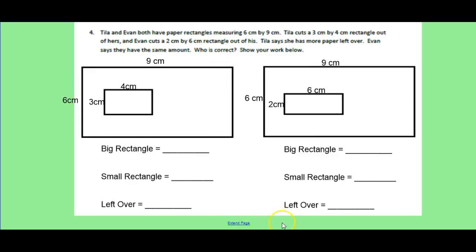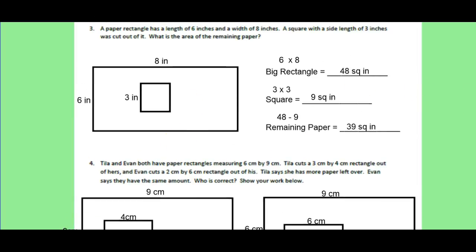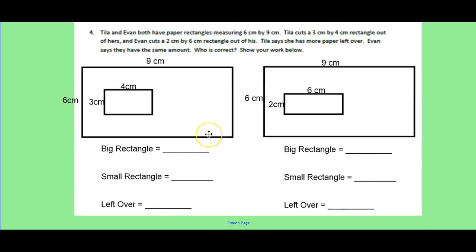And then down here at the bottom, or somewhere over here to the side, I want you to put who was correct. Was Tila correct because she said she had more paper? Or was Evan correct because he said they both had the same amount that was left over? So taking the steps that we just did up here, you're going to do that right down here for both of these. Whenever you are done, you may push play to check your answer and make sure you have already answered who's correct, Tila or Evan. Okay, so push play whenever you're ready to check your answer.